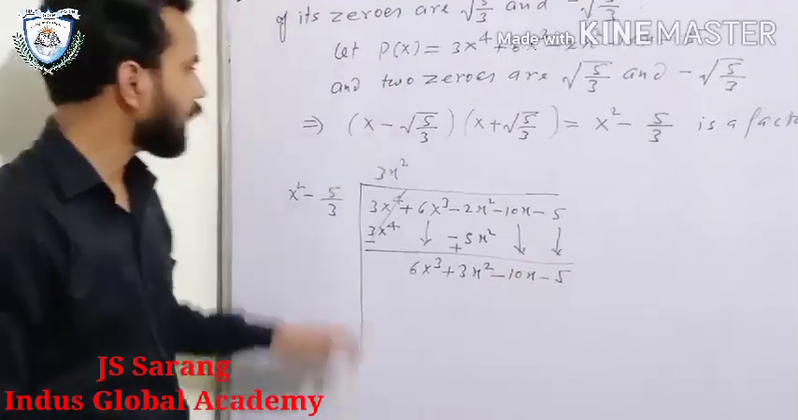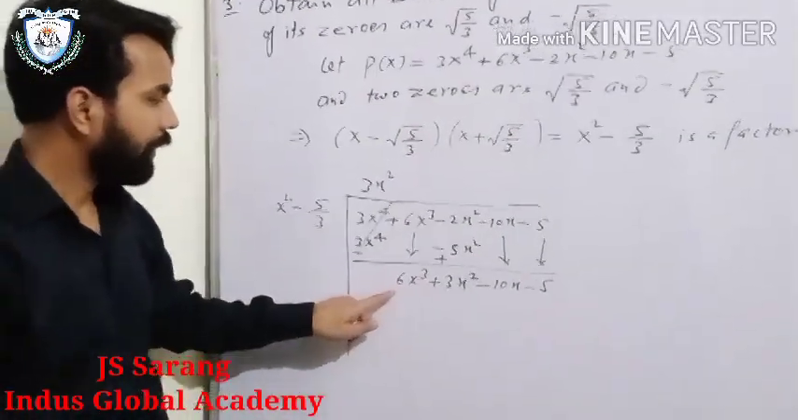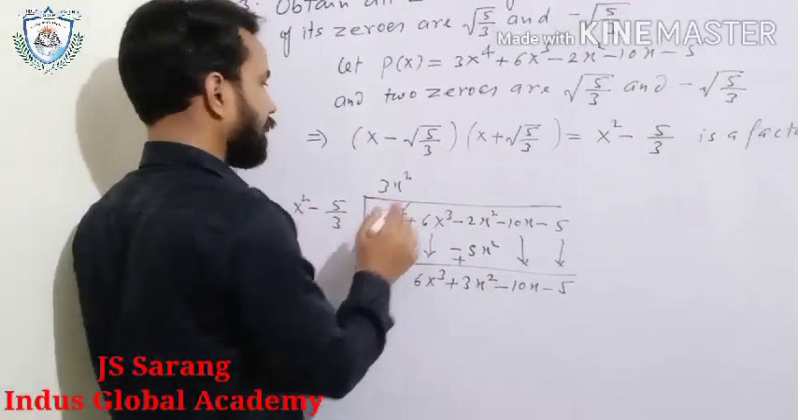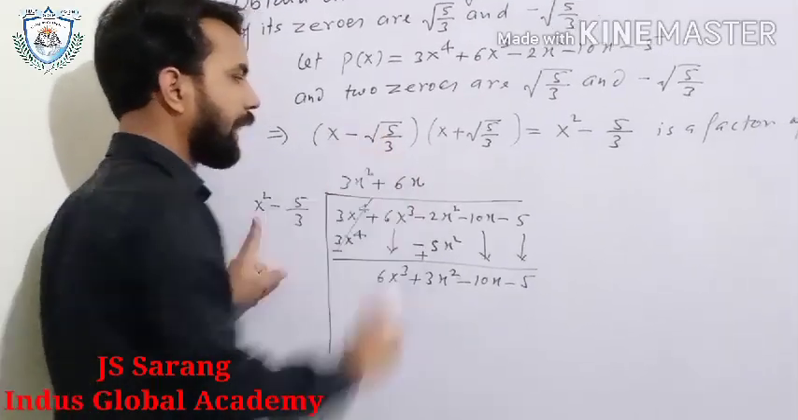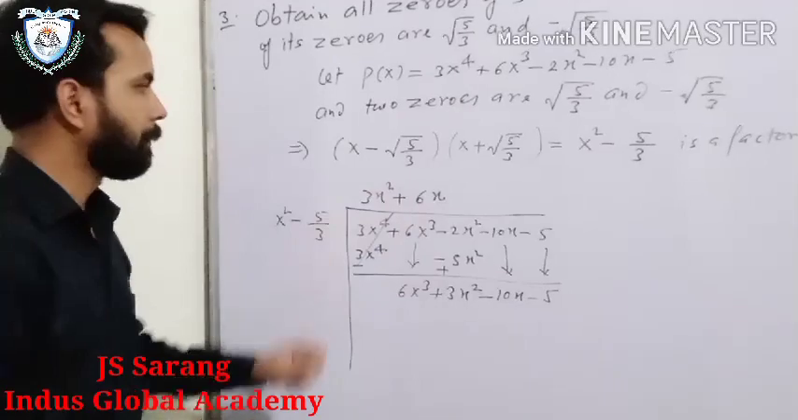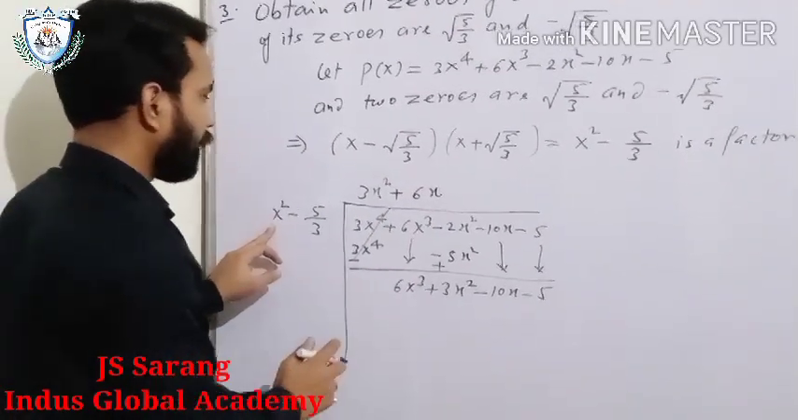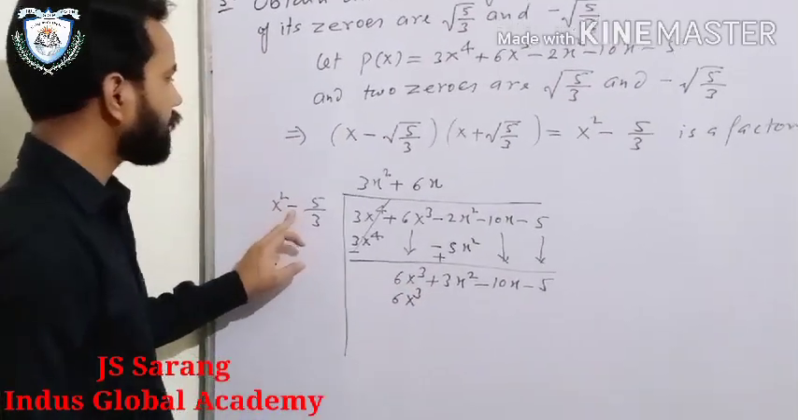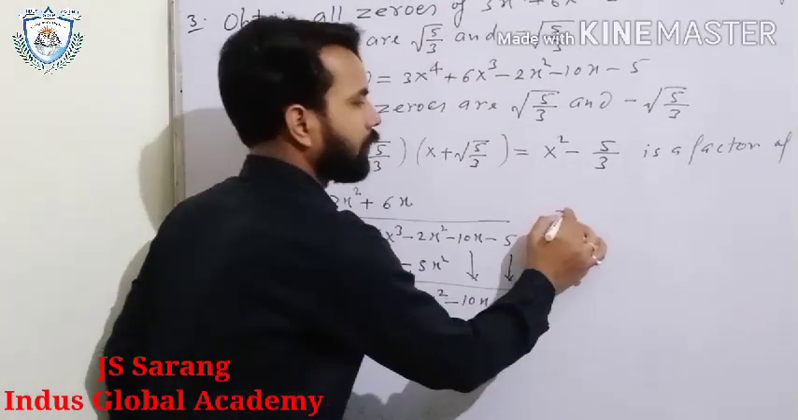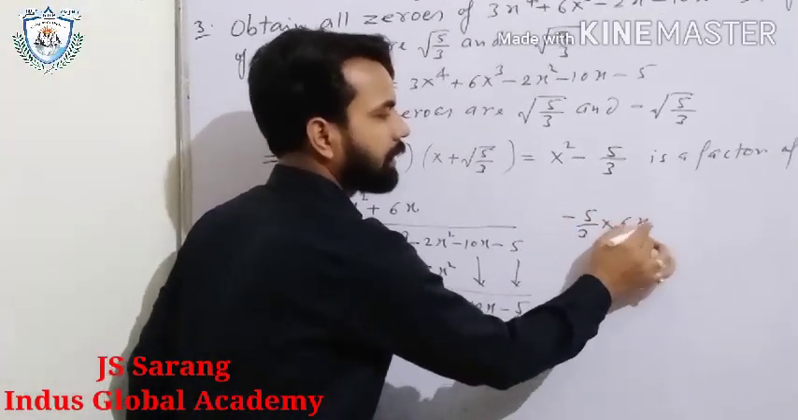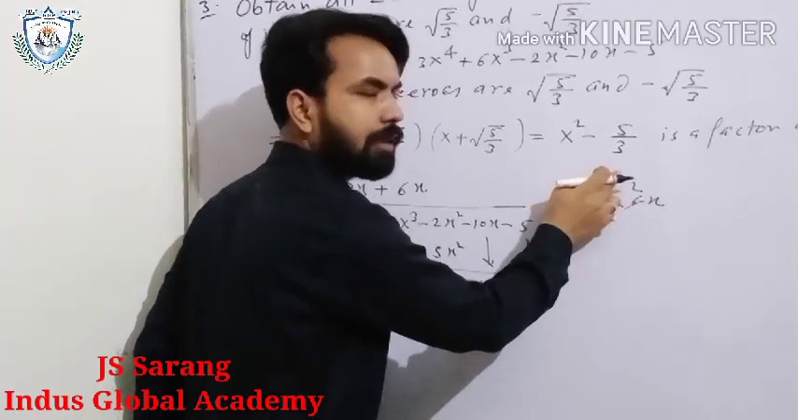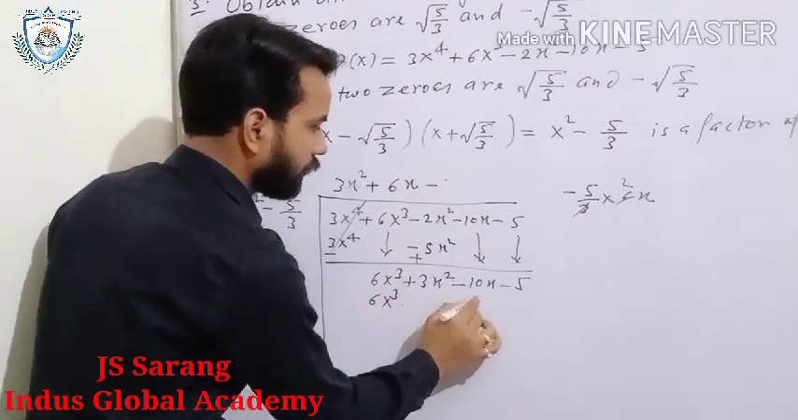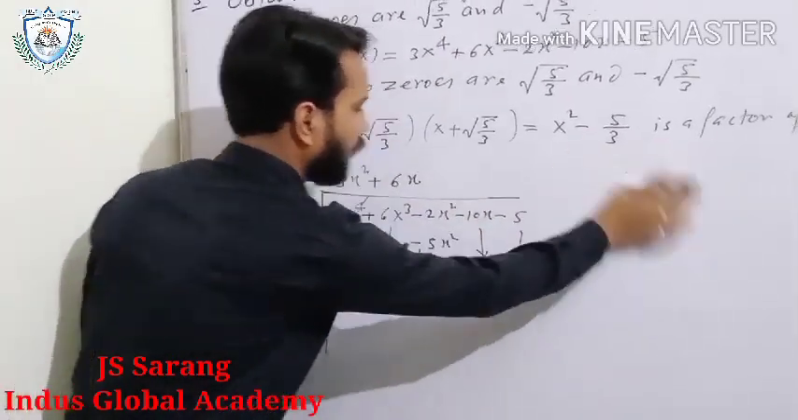Now the second value of the quotient will be found by dividing the first term, 6x cube, by x square. So we will get 6x, and 6x will be the second term of the quotient. Now this 6x is multiplied by x square. So 6x into x square, we will get 6x to the power 3. Now minus 5 upon 3 multiplied by 6x. 3 twos are 6, or minus 5 into 2 is minus 10x. So minus 10x we will have to write here.